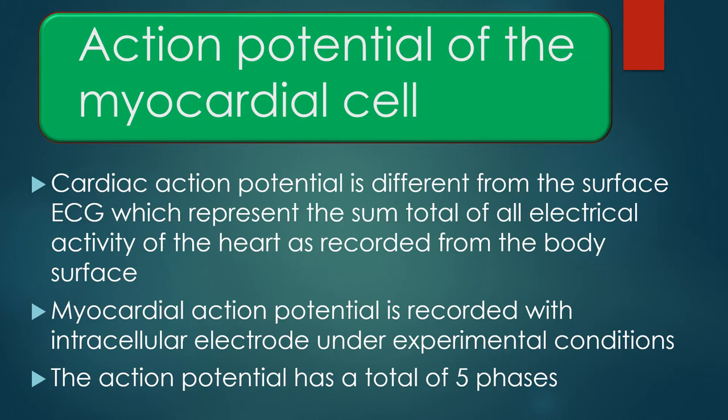Cardiac action potential is different from the surface ECG, which represents the sum total of all electrical activity of the heart as recorded from the body surface. Myocardial action potential is recorded with an intracellular electrode under experimental conditions. The action potential has a total of 5 phases.